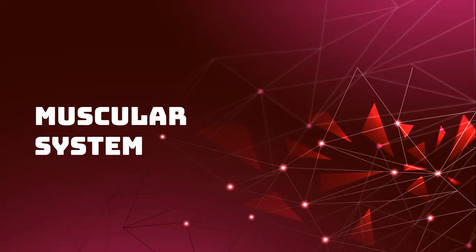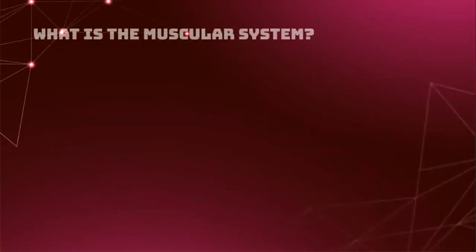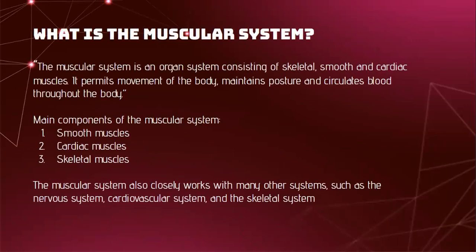So today's class is on the muscular system. What exactly is the muscular system? It's defined as an organ system consisting of skeletal, smooth, and cardiac muscles. It permits movement of the body, maintains posture, and circulates blood throughout the body. So that's the main purpose of the muscular system, which is movement of the body.